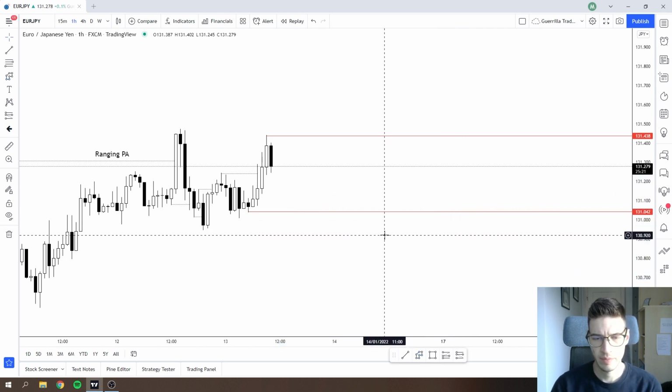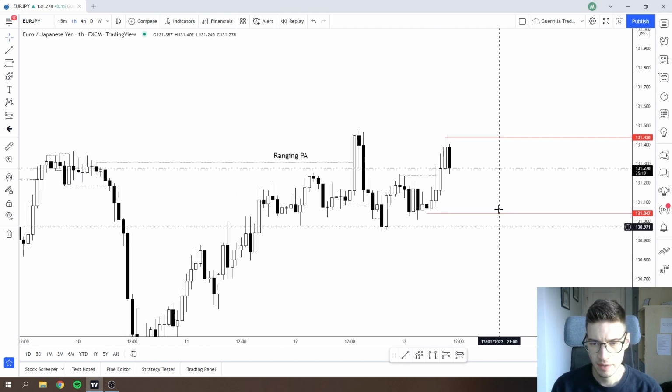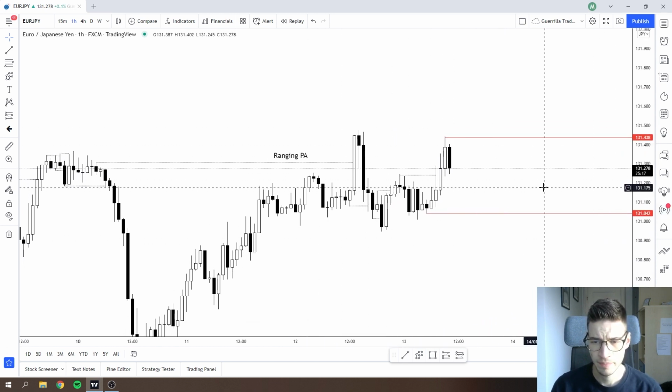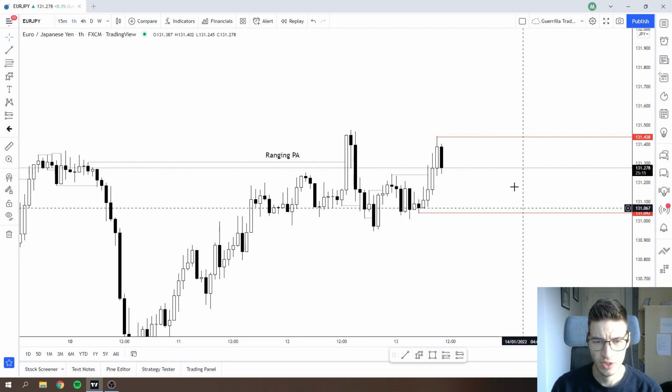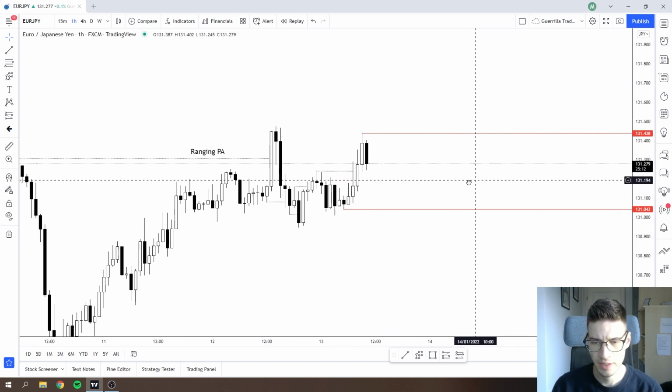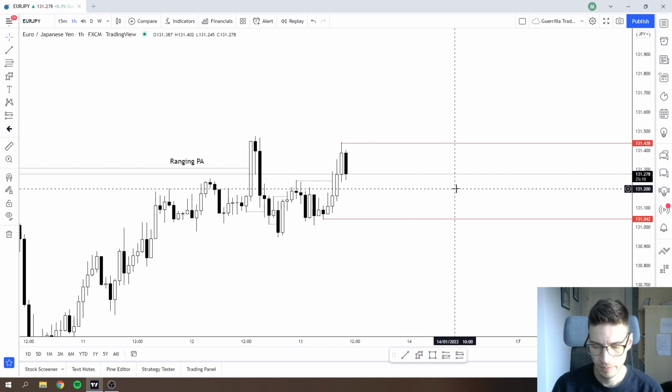So yeah, those are some of the possibilities on EJ. This pair is not really showing me any momentum. It is, to me personally, just ranging, so I'm waiting for a nice impulse and some nice momentum.